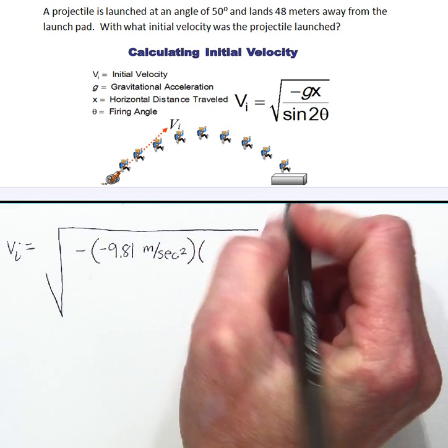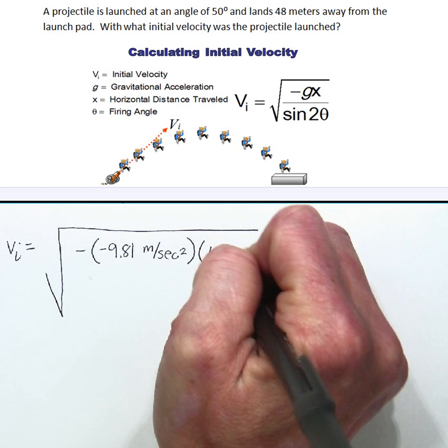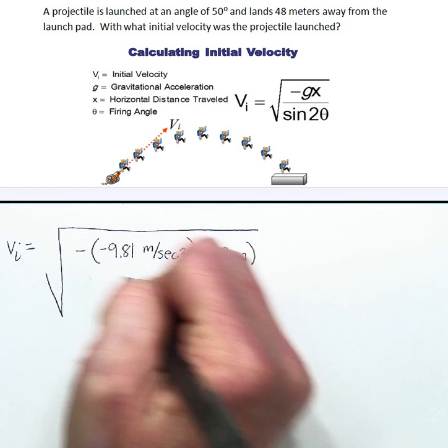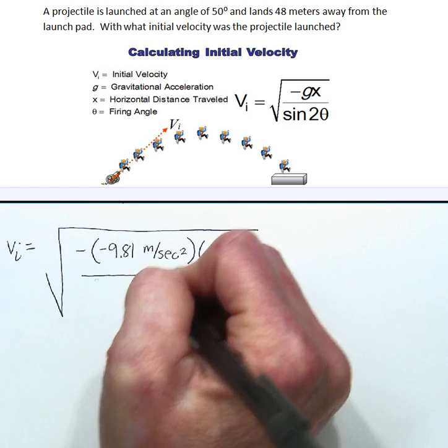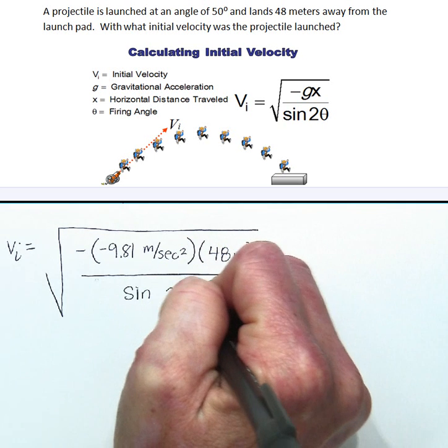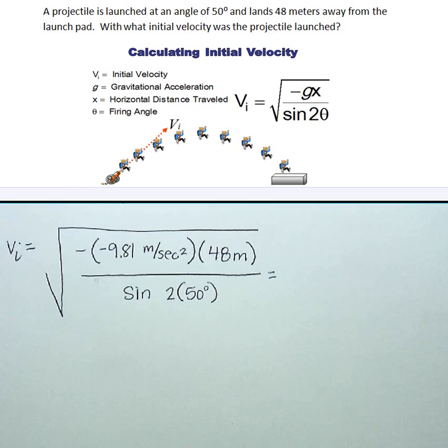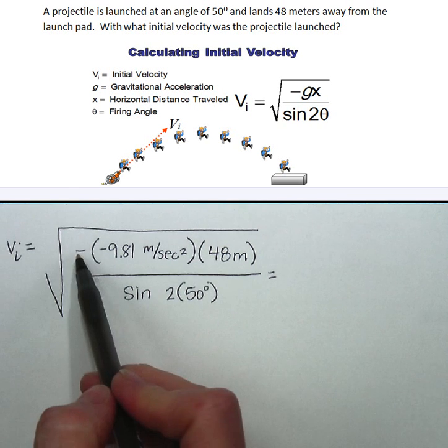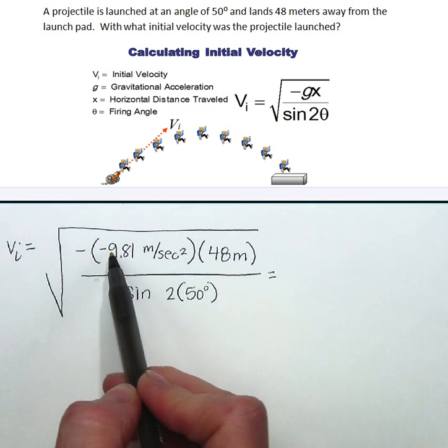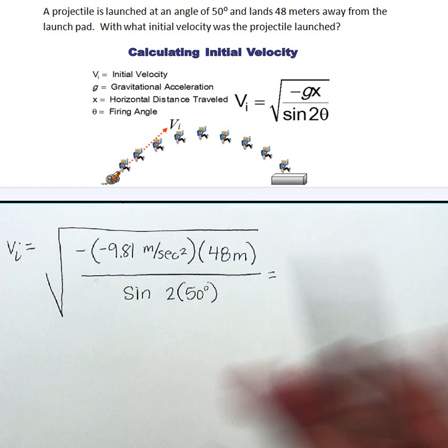Then we have to multiply by x, which represents the horizontal distance that it traveled, which was 48 meters. And I'm going to divide by the sine of 2 times my angle, which was 50 degrees. Opposite a negative is a positive, so I'm going to do 9.81 times 48.